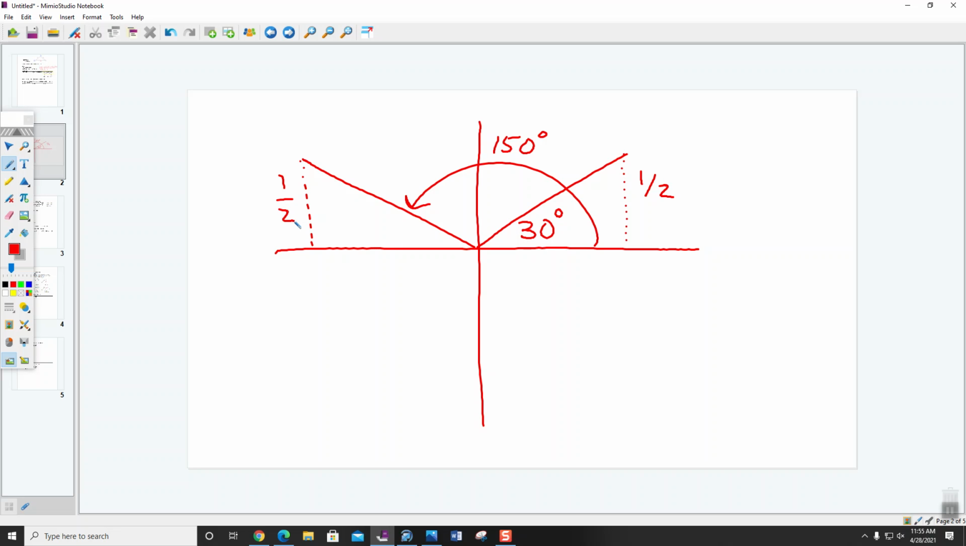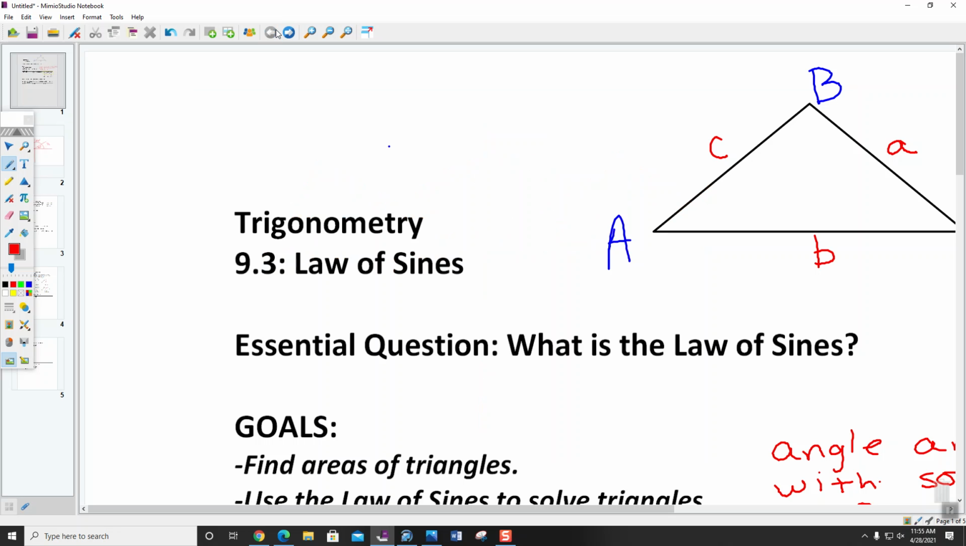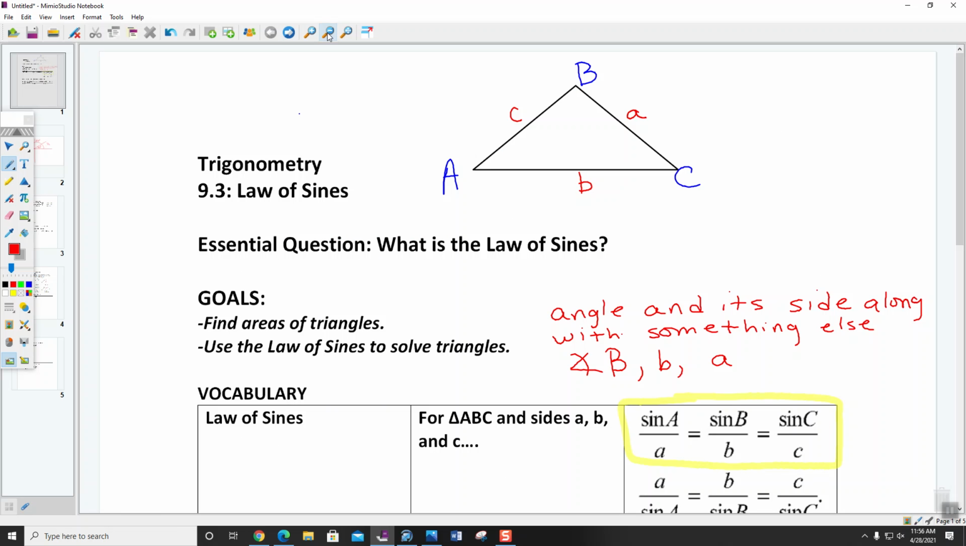But do you understand why these two are the same value right here, sine of 30 and sine of 150? Okay, all right. Let's go back to where we were. So we're going to be working with some obtuse angles now. We're not dealing with just specifically right triangles anymore, kids.